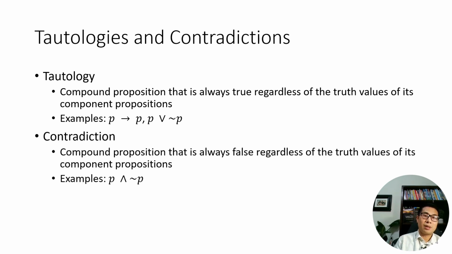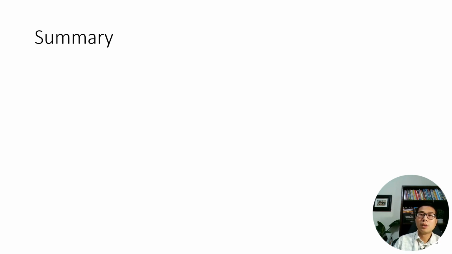The next one is very similar. We have a contradiction, which is a compound proposition that is always false regardless of the truth values of its components. Why again? Because if you see a contradiction, instead of creating the circuit to produce the output from the input, we simply replace the circuit by the off or false bit. An example of this is P and not P, which is always going to be false. So that is a contradiction.